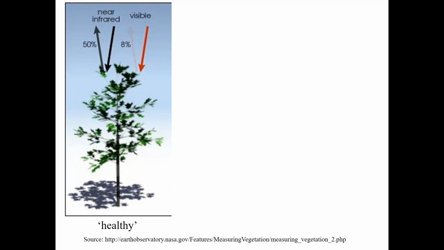Let's start with a hypothetical healthy tree on the left side of your screen. Notice the arrows above the tree indicating the percentage of visible and near-infrared wavelengths being received by the plant and the percentages being reflected.